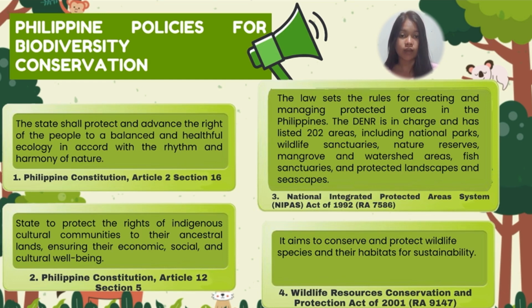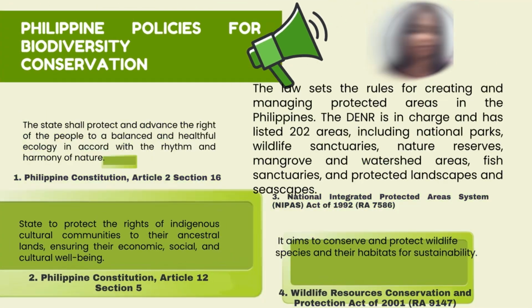This law protects important natural areas like forests and seas. Harmful activities like illegal logging, hunting, and dumping waste are not allowed. And last is the Wildlife Act of 2001 or RA 9147. This law protects wild animals and plants.